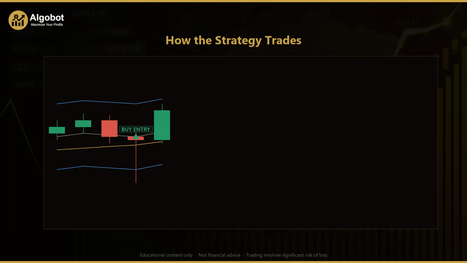Price pulls back sharply and its low pierces beneath the lower blue band, dipping into a discount within the trend. But here is the key detail. By the close, price recovers and finishes back above that lower band. The bar rejected the stretch lower and closed inside the channel. Because this happens inside an uptrend, the conditions are met and the buy entry marker appears.